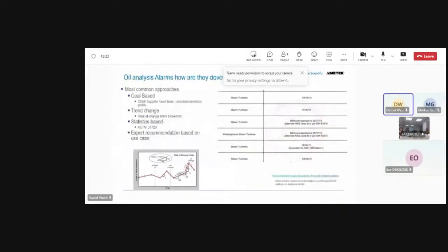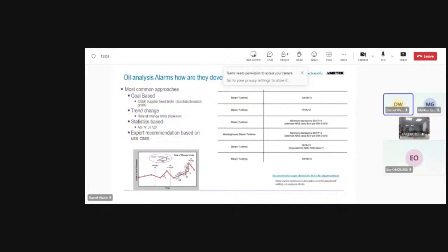So this is not new. Most people, how oil alarms have been established and developed for the last 40 years or more, have been doing it that way. The most common approach is that the elements I just showed you are generally selected by the equipment maker, whoever supplied the machine to you, very common in power generation, less so in industrial facilities. They can give you some guidance on the key elements that they care about and what limits they might have. That's called goal-based alarms. They can change depending on the equipment.